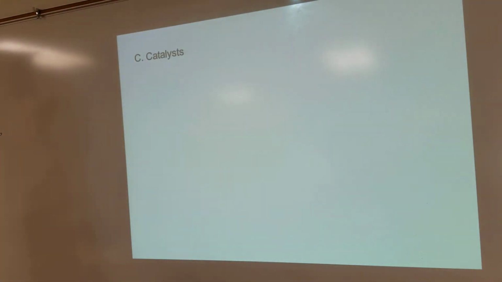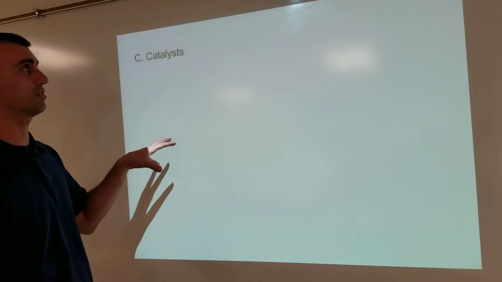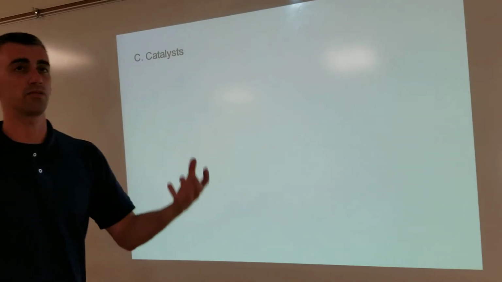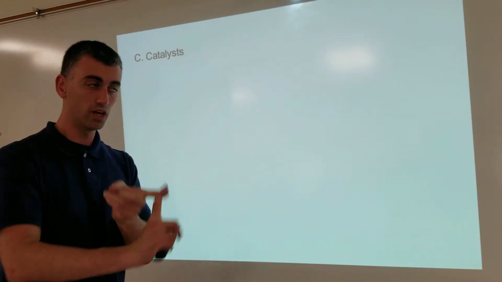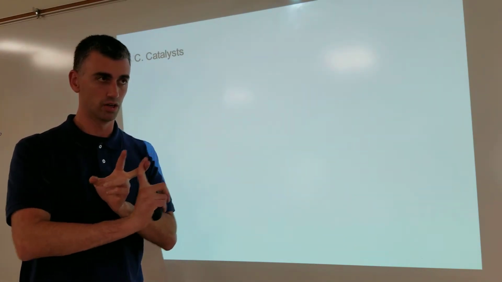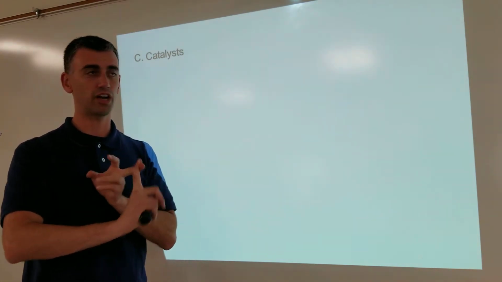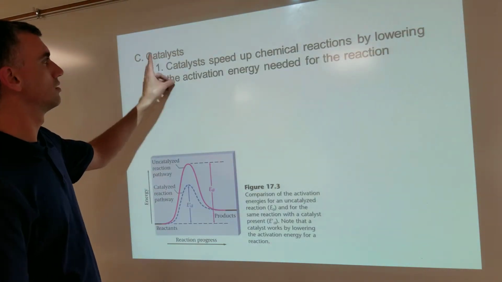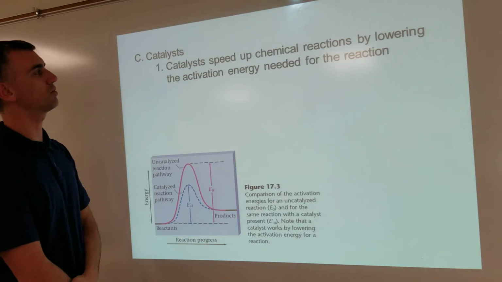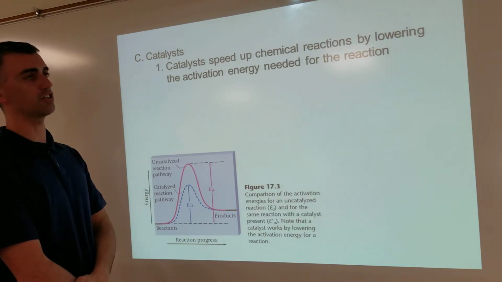All right, now, aside from those considerations, we have to also consider how else we can speed it. What else can we do to affect a reaction? You can change the surface area. You can change the temperature. What else can we do to change a reaction? We can also add a catalyst. So we want to speed up the chemical reaction by lowering the activation energy needed.